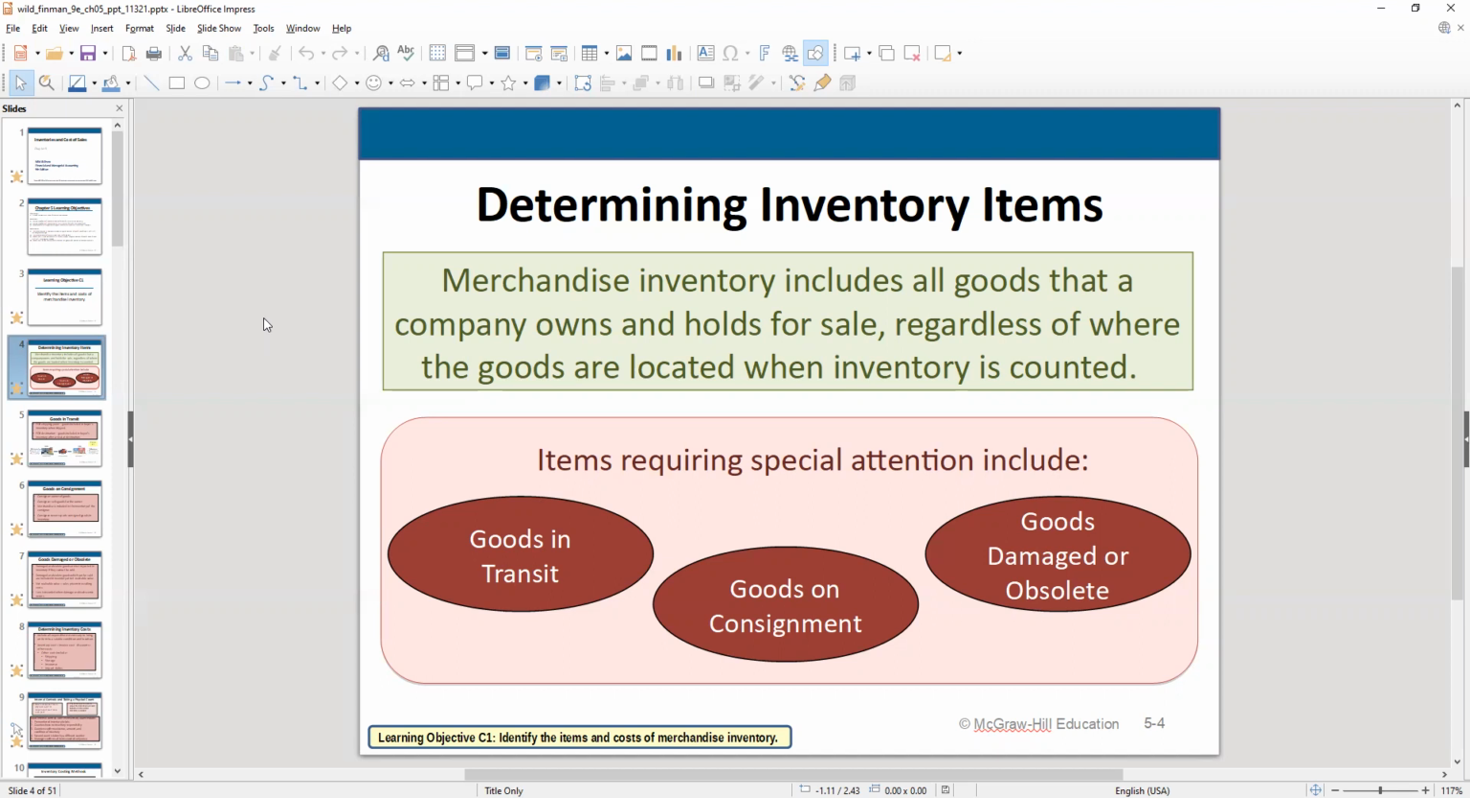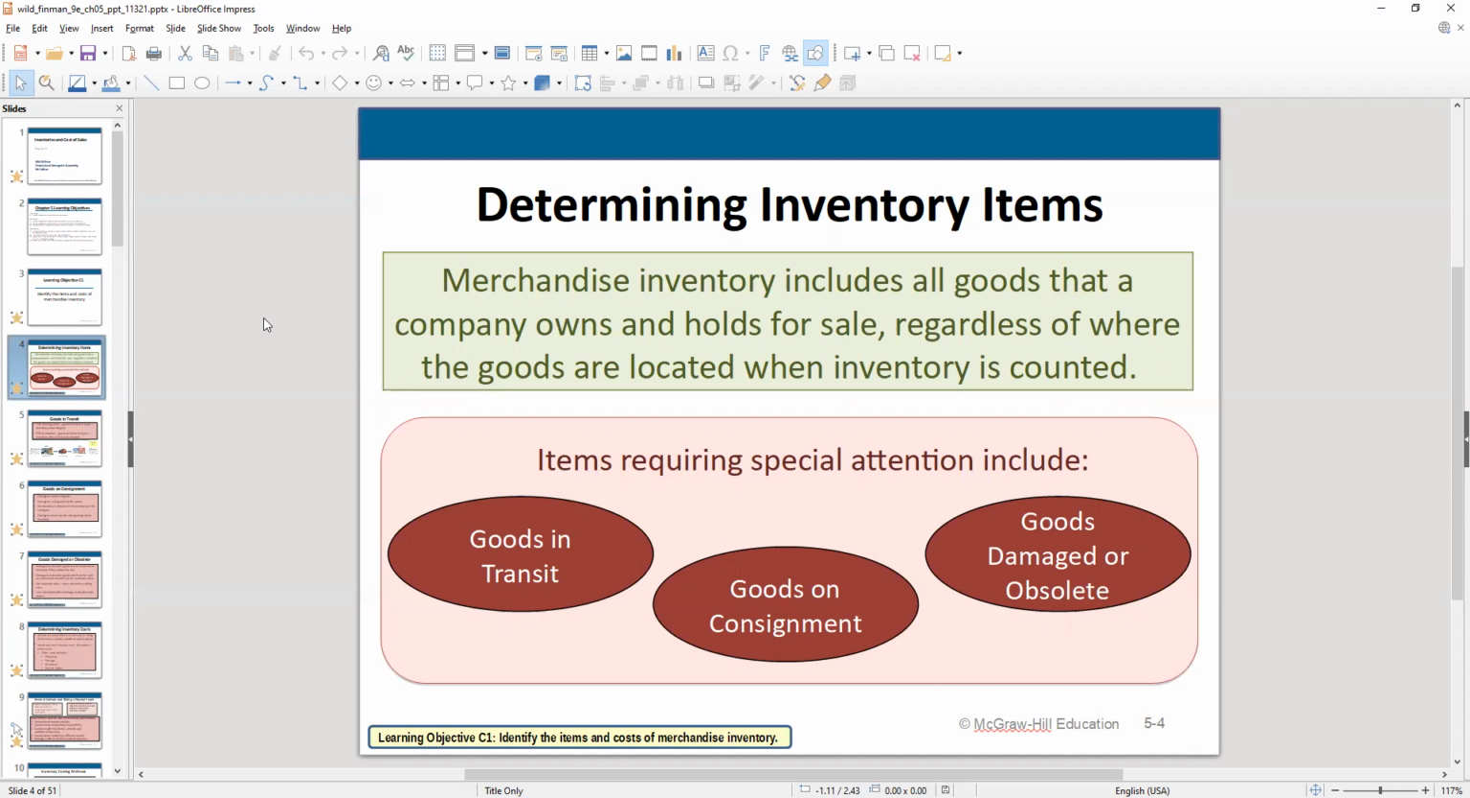So when we're determining what gets inventory, this is a good definition. Inventory includes all goods that a company owns and holds for sale, regardless of where the goods are located and when the inventory is counted. So, if it's FOB shipping point, and it's coming, you've got to include that with your inventory when you do your inventory before doing your adjusting entries.